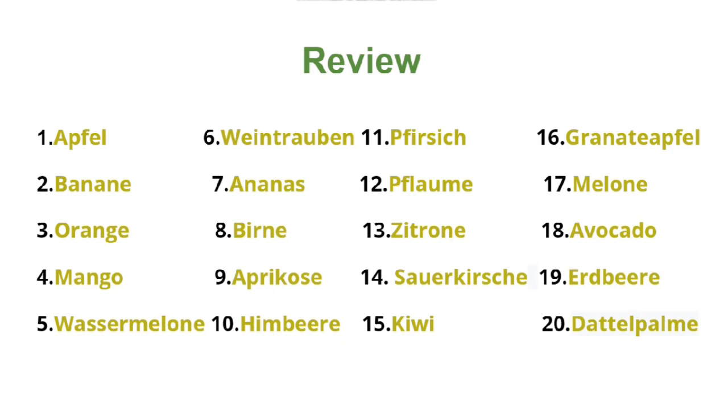Here again R gives the sound of L, that's why it is called Himbeere. Next fruit is Pfirsich. Twelfth fruit is Pflaume. Here again comes the combination of A, U of German language that gives the sound of au, like Laume. Pflaume. Now move to the next fruit, that is Zitrone. Z gives the sound of S, that's why it is called Zitrone.